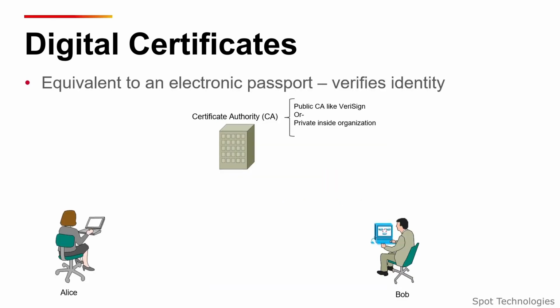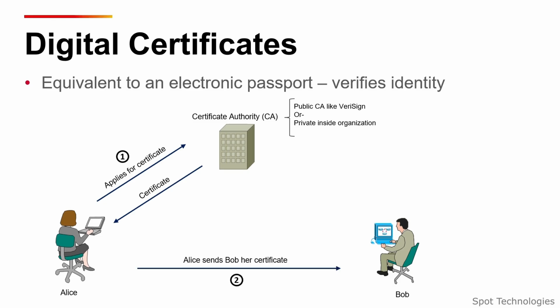So let's look at digital certificates here, again with Bob and Alice. Alice applies to the certificate authority for a certificate. This might be an organization like VeriSign. And then Alice receives the certificate back from the certificate authority. She can then exchange the certificate with Bob, who can verify her identity with the certificate authority. Once verified, Bob can trust that Alice is really who she is. So that's a high-level overview on how the process is going to work. And we'll dig deeper into how Alice actually gets her certificate next.